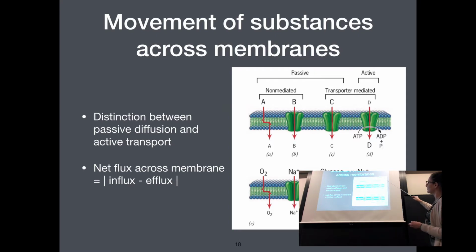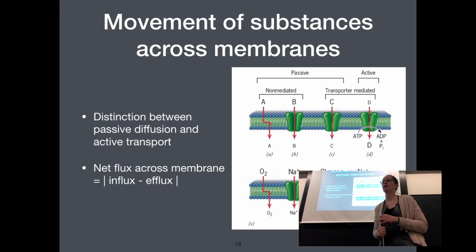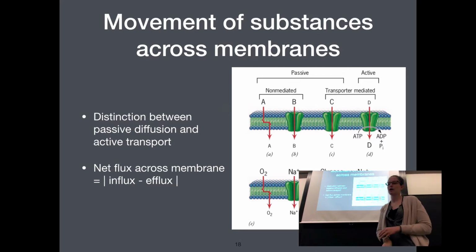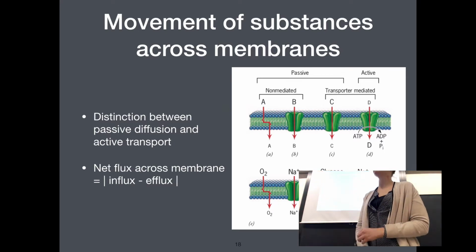Here, on the other hand, this last column is active transport. As you can see, this molecule D has been transported against its electrochemical gradient. So this is not thermodynamically favorable, and the only reason it can happen is that an external source of energy has been introduced. In that case, they are showing ATP being hydrolyzed into ADP and Pi. But there can be other sources of energy, which we will discuss today.